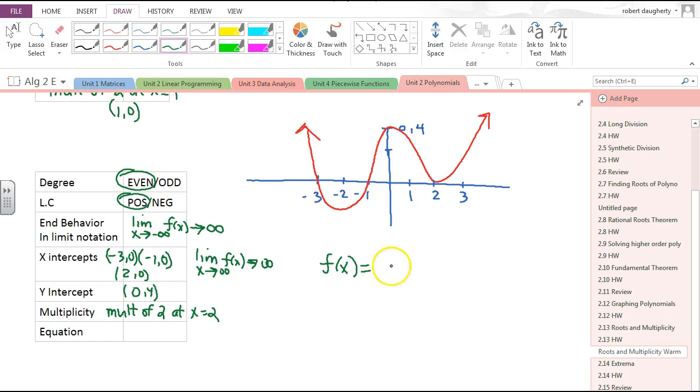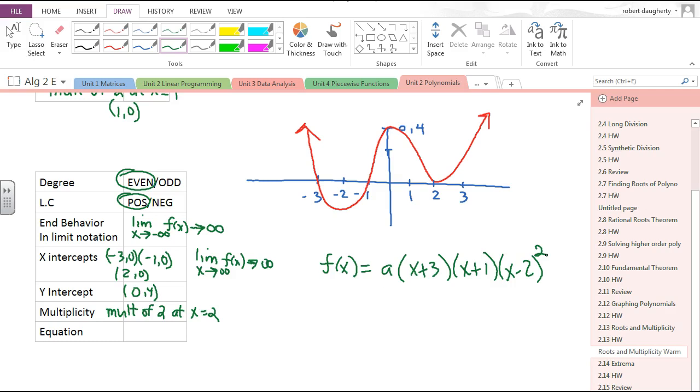F of x equals, there's a leading coefficient. What are the factors? X plus 3. What else? X plus 1. X minus 2. But what's special about the x minus 2? It is squared because it's multiplicity 2. It has to have an even square because I do not cross the axis there. What degree is this? Fourth. I needed it to be what? Even degree, that's right. How do I figure out what the leading coefficient is?